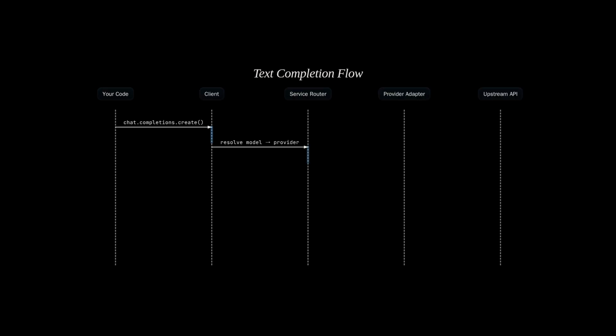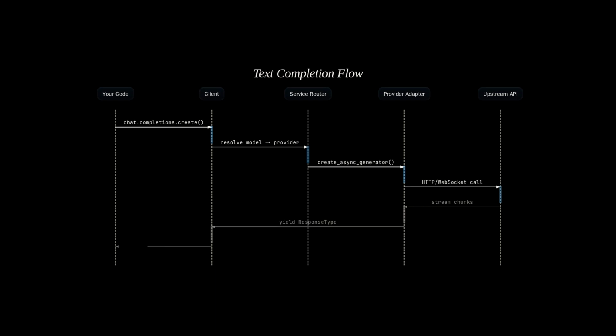Let's trace a request from start to finish. You call chat completions create with a model name and messages. The client asks the router to figure out which provider handles that model. The router picks an adapter, which makes the actual HTTP or WebSocket call to the upstream service. As the response streams back, the adapter normalizes each chunk into a typed object. The client wraps it in an OpenAI-compatible format, and you get your final result.